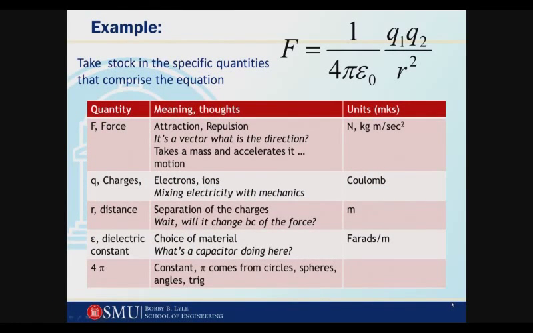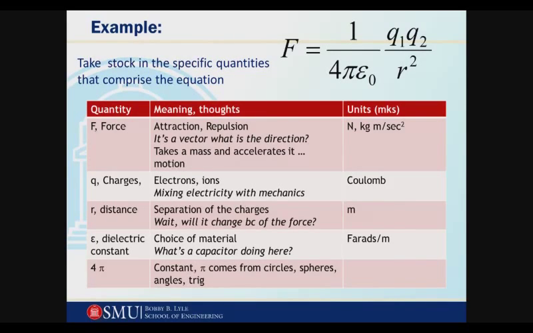So let's take stock of each of these specific quantities that make up this equation. The force has a meaning. It's an attraction. It's a repulsion. It's a vector. And we know now what the vector direction is. A force physically takes a mass and accelerates it. It turns a mass into motion. Classic F equals ma. So if I have a force, I should expect for a free particle some amount of movement or acceleration.